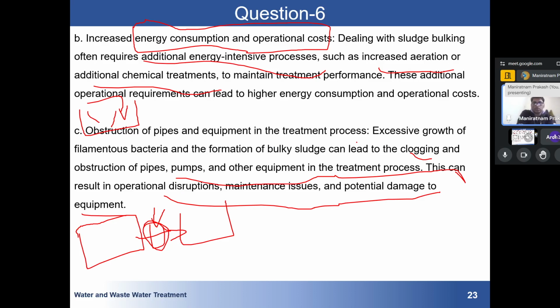So this is due to sludge bulking. This is also a problem. So the answer is D, that is all of the above. Okay.